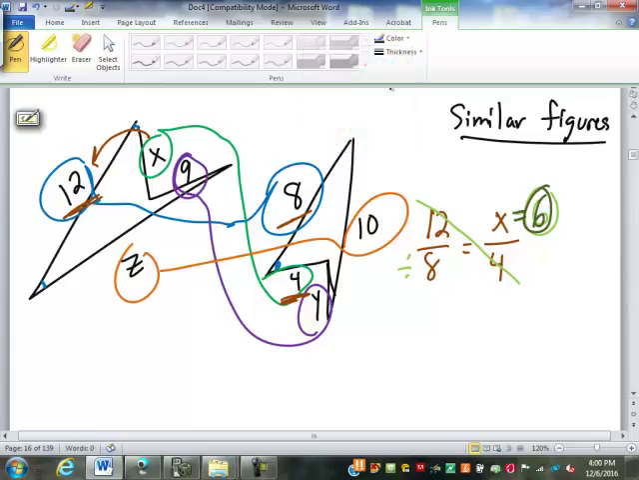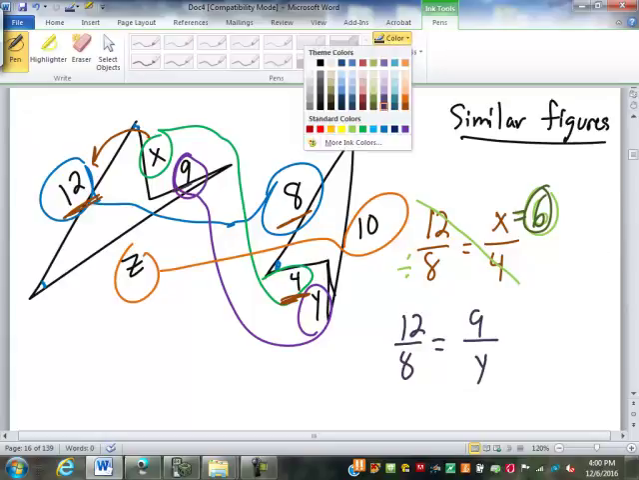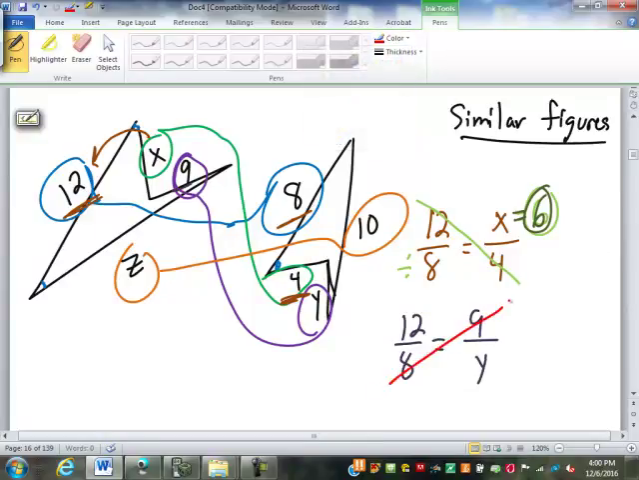Okay, so for finding Y, we still have the 12 over 8. Where's Y going to go? It's going to go on bottom because it's from the same figure as the 8. What goes above the Y? The 9 is the other corresponding side from the other figure. And we'll cross multiply and divide. 8 times 9 is 72 divided by 12. Y equals 6.